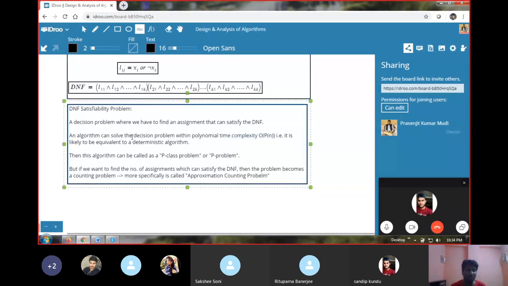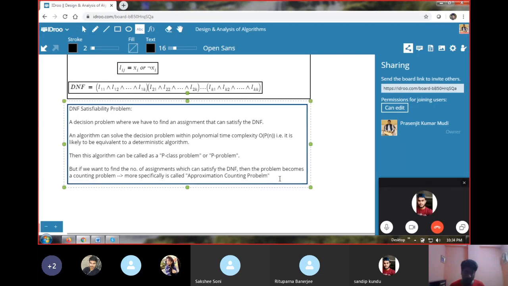Similarly, we are trying to check whether an assignment is satisfying a DNF or not. So we will conduct several experiments. Every time I will check whether that assignment is satisfying the DNF or not. The number of trials in which we get success, divided by the total number of trials, will give us the probability that a given assignment will satisfy the DNF problem.